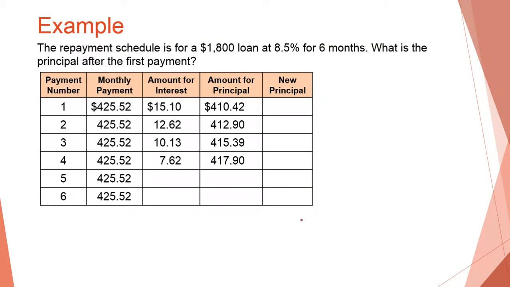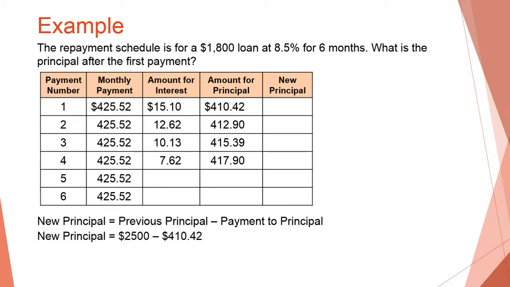Here's another example. Same thing, we're looking for the principal after the first payment. Remember, to find new principal, it's always the previous principal minus the payment to principal. So that's going to be $2,500 minus $410.12, giving us $2,089.58.